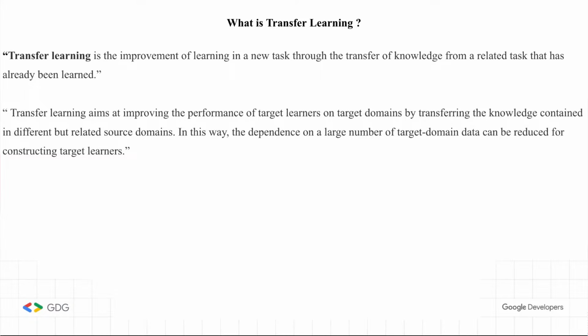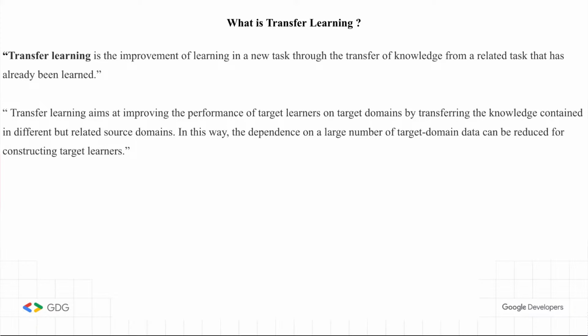Also, with deep learning we have a new and good term, which is transfer learning. Transfer learning is the improvement of learning in a new task through the transfer of knowledge from a related task that has already been learned. As you hear, there is transfer and learning. We have learned things, and the knowledge that we have learned, we transfer.